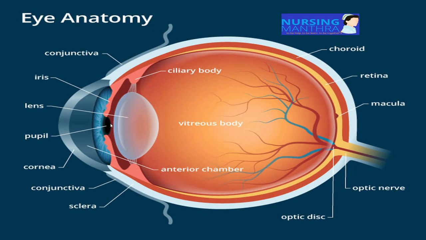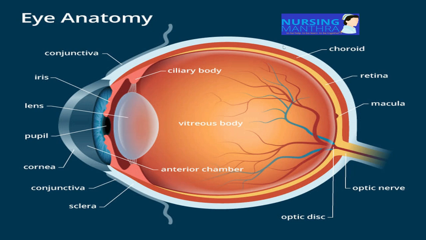Then this is the lens. The lens is a clear flexible structure that lies just behind the iris and pupil. A ring of muscular tissue called the ciliary body surrounds the lens. So here you can see the ciliary body that surrounds the lens. Aqueous humor is secreted by the ciliary body. The ciliary body and the lens together help focusing of light as it passes through the eye.